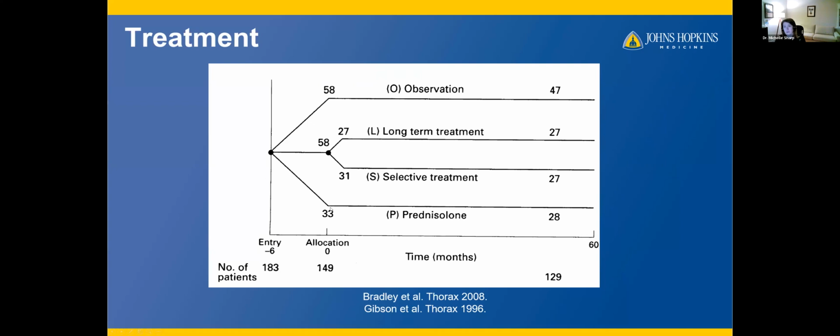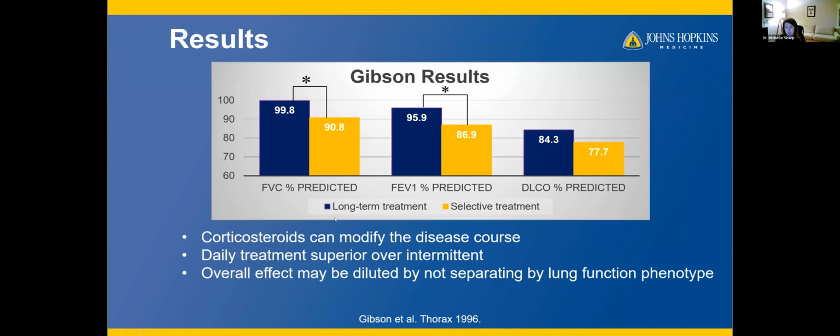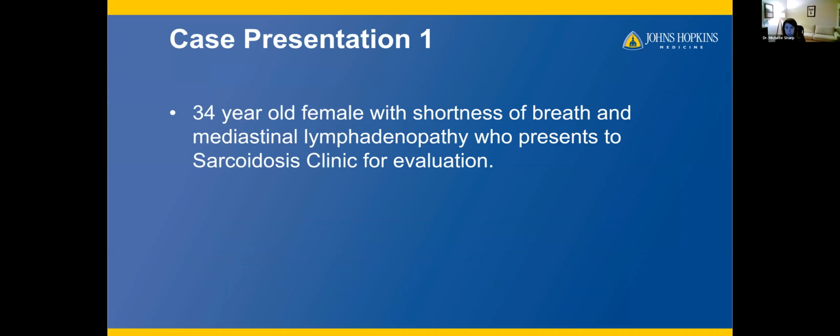33 got worse in that 6 months and required treatment. And 58 didn't get better, but didn't get worse. And they randomized them to daily treatment versus treating them if they had symptoms. And this was treatment with steroids. And they actually followed them for 5 years. And what they found is that daily treatment was actually better than intermittent treatment in terms of lung function results.